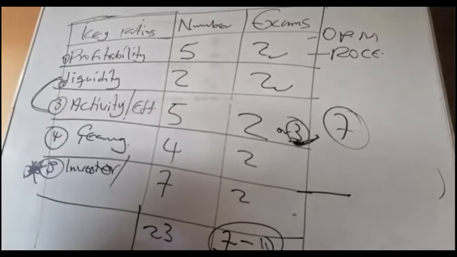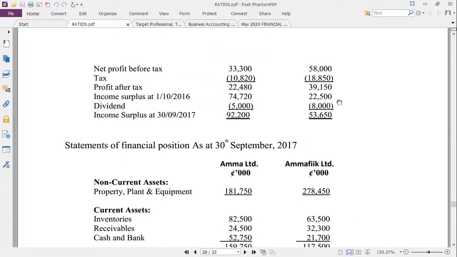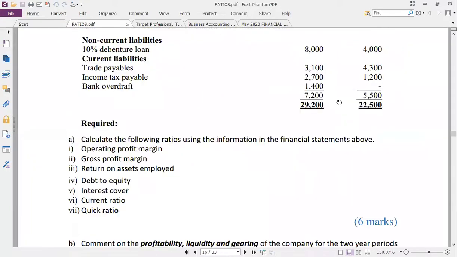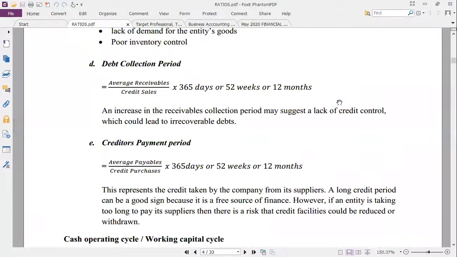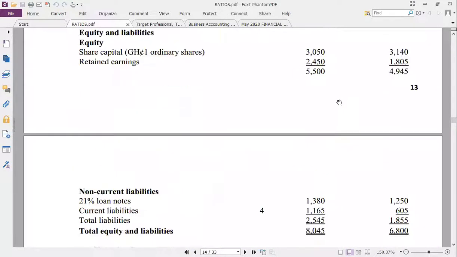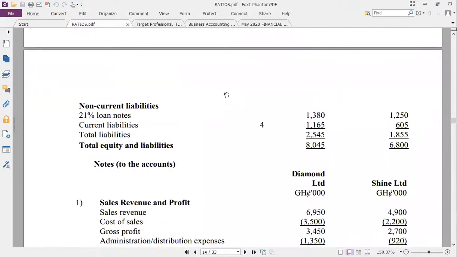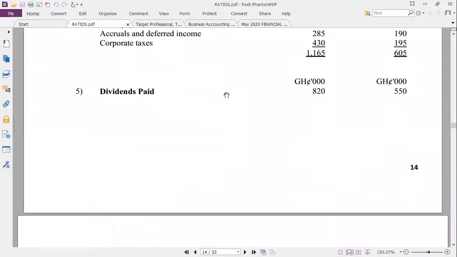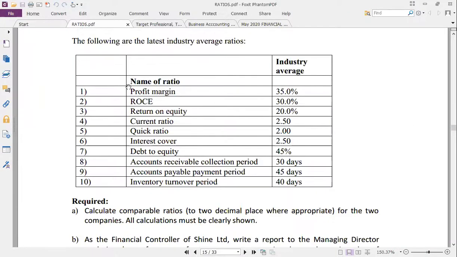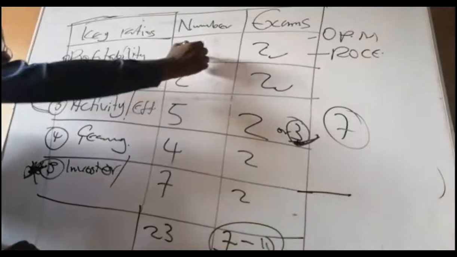My question is still pending. This particular question, question number 3, Diamond and Shine, is still pending. Question number 3, kindly calculate all the ratios. Just forget about the requirement here, the equivalent ratio. Go beyond that. Calculate all the profitability ratios, all of them, just for calculation's sake. I'm begging you. Calculate all profitability, liquidity 5, activity 5, gearing 4, investor 7.